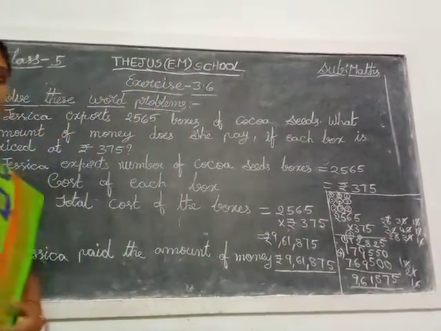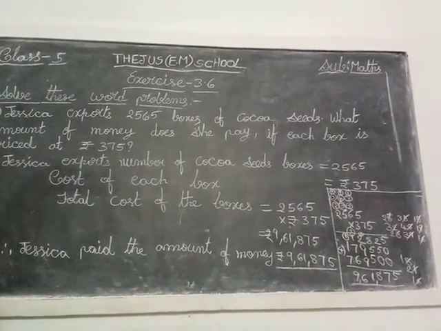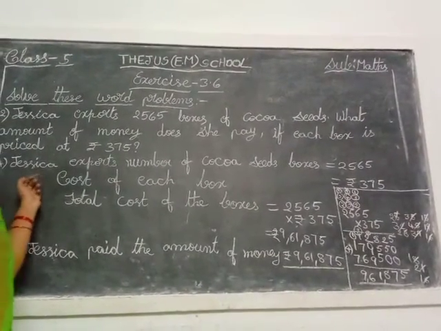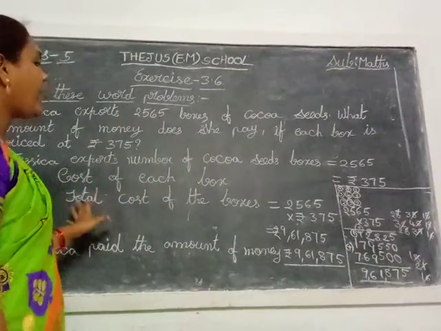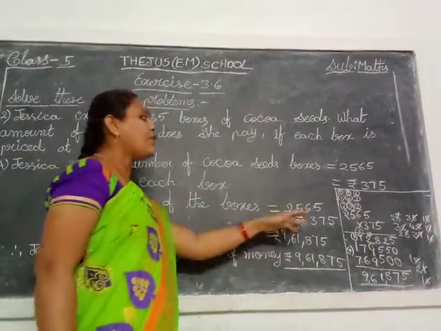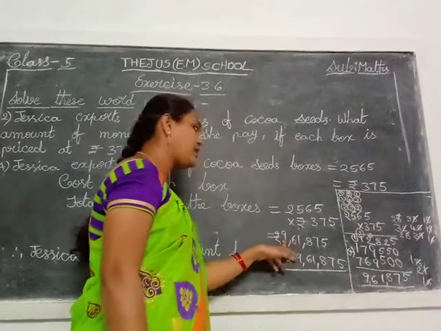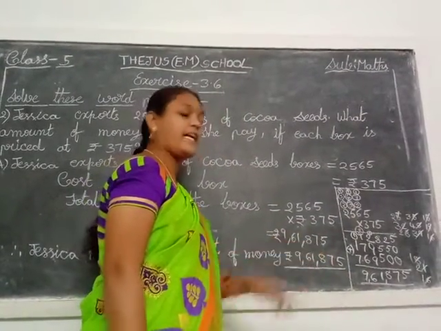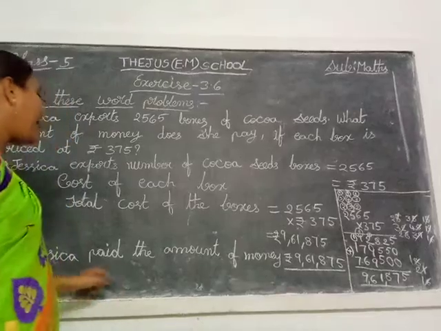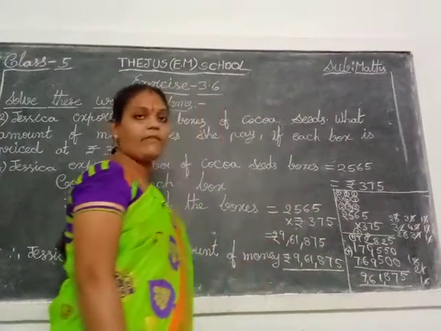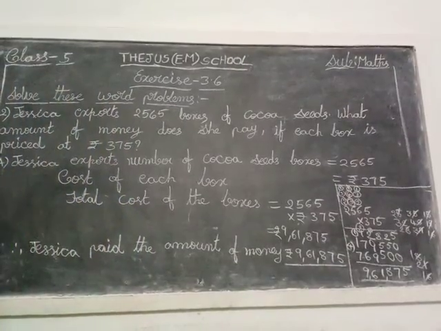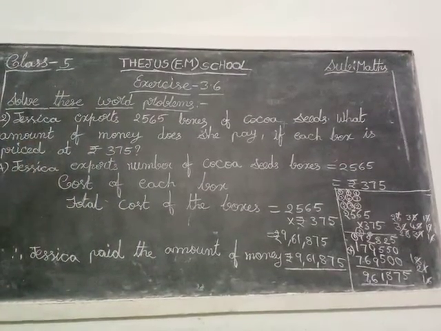Okay, first Jessica exports a number of cocoa seeds, how many boxes and the cost of each box. We find out the total cost of the boxes. You do the multiplication and the answer becomes 9,61,875. Jessica paid the amount of money 9,61,875. Okay, children, note this in your notebooks. Question and answer also.